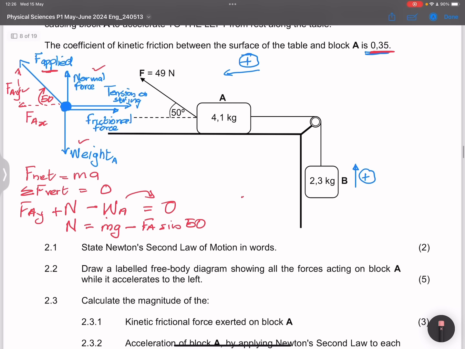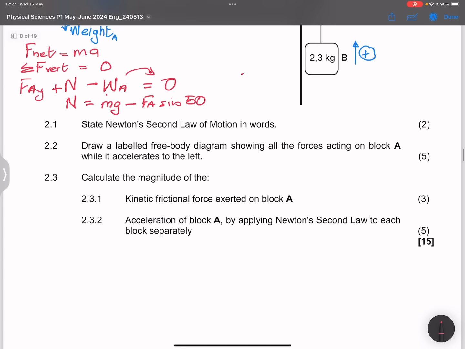So it was friction, that's mu k times normal force, that's 0.35 into, remember we had said mg, that was 4.1 times 9.8 minus F, which was 49, the sine of 50. And that's how we got 0.93 newtons. All right, now let's go to the next one.